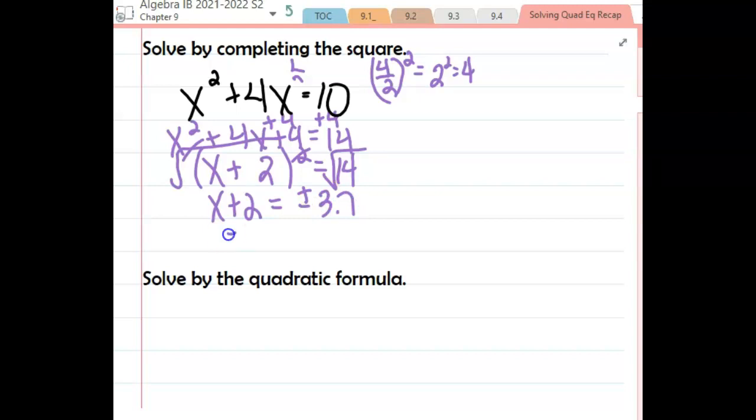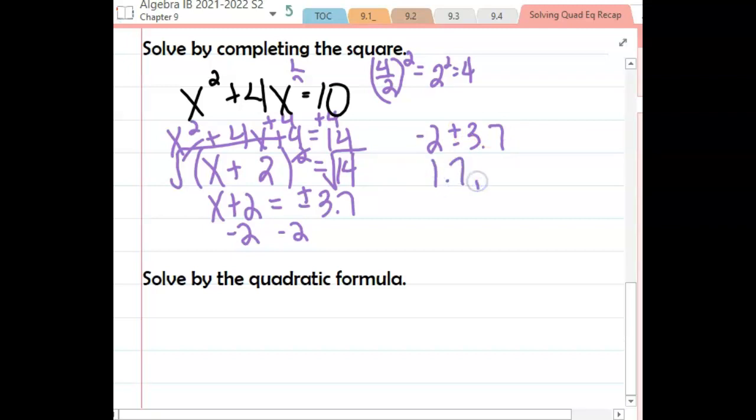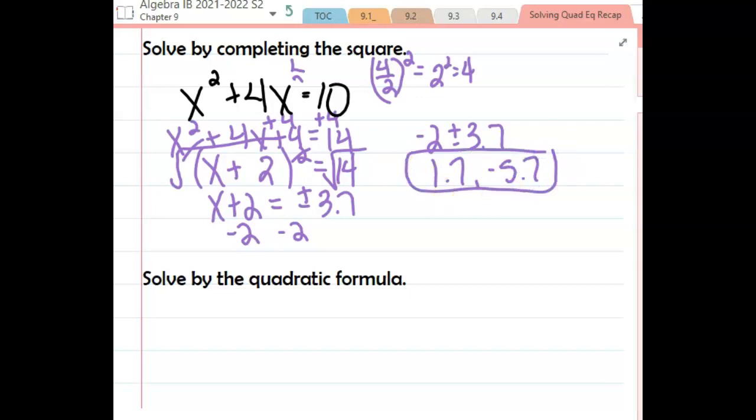And then lastly, to get rid of the plus 2, we would subtract 2. So to get your two answers, you would take negative 2 plus or minus 3.7. Negative 2 plus 3.7 is 1.7. Negative 2 minus 3.7 is negative 5.7.